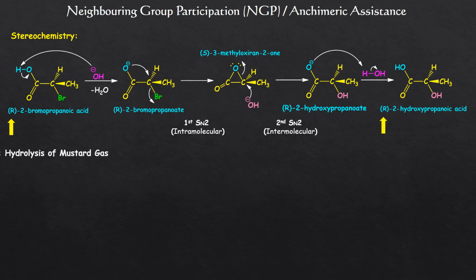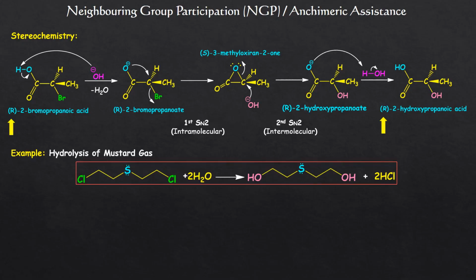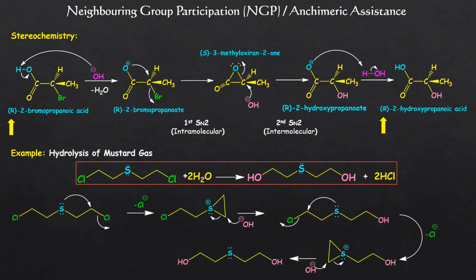So before concluding, let us see the most common example of NGP, that is hydrolysis of mustard gas in water, which cannot be justified by a simple SN2 reaction. Here, both the terminal chloride ions are replaced by hydroxy groups by following the NGP mechanism in the way that we have already discussed in the previous example. So just go through the mechanism.